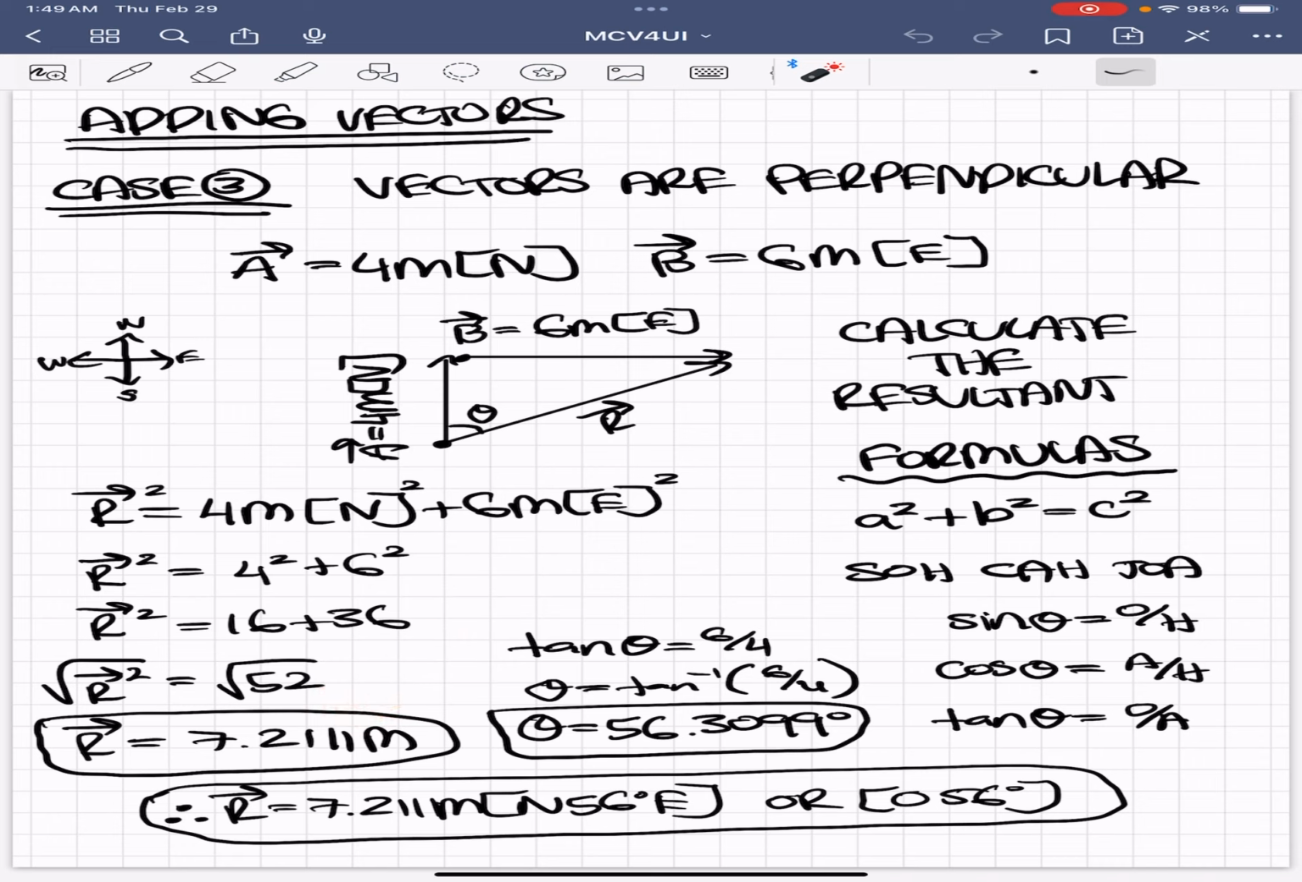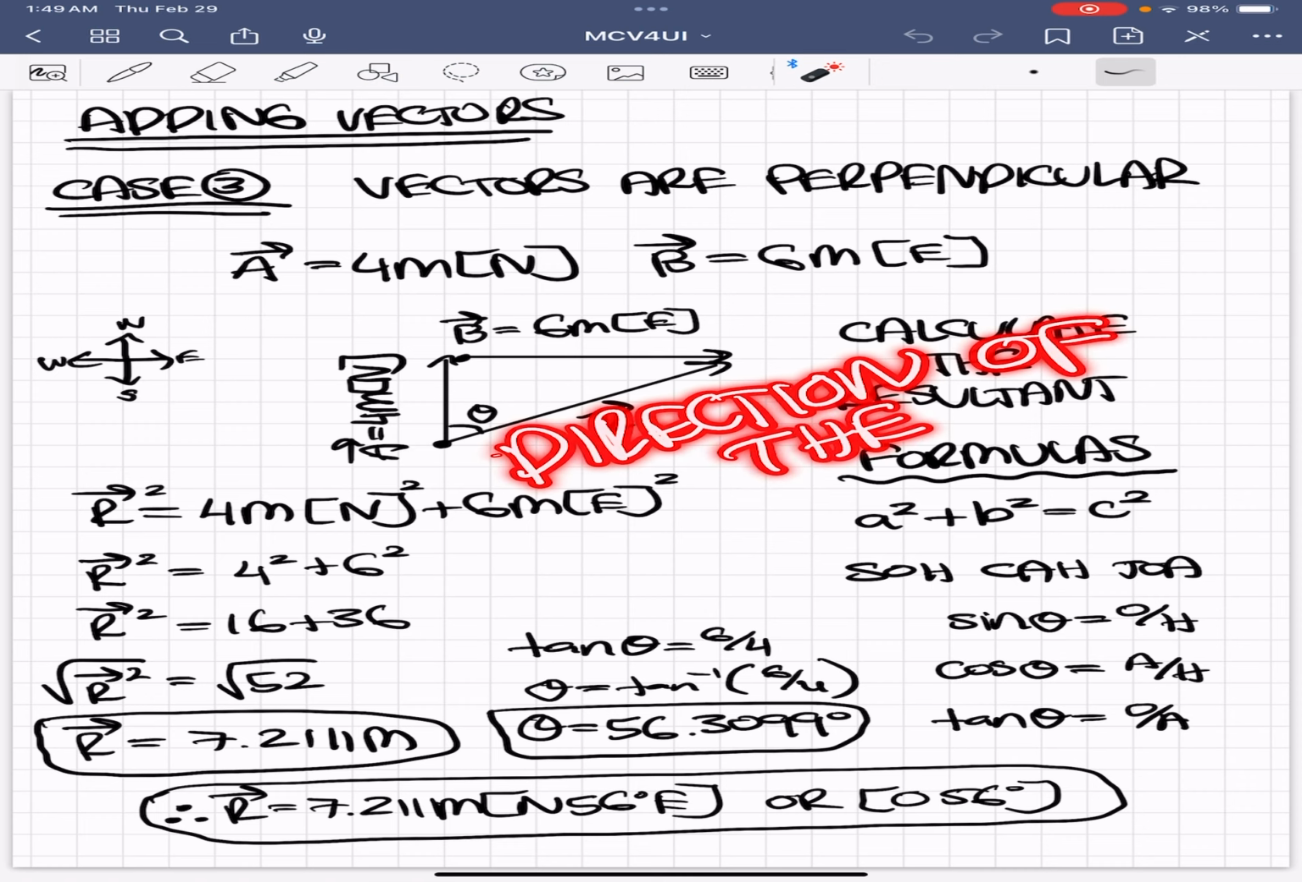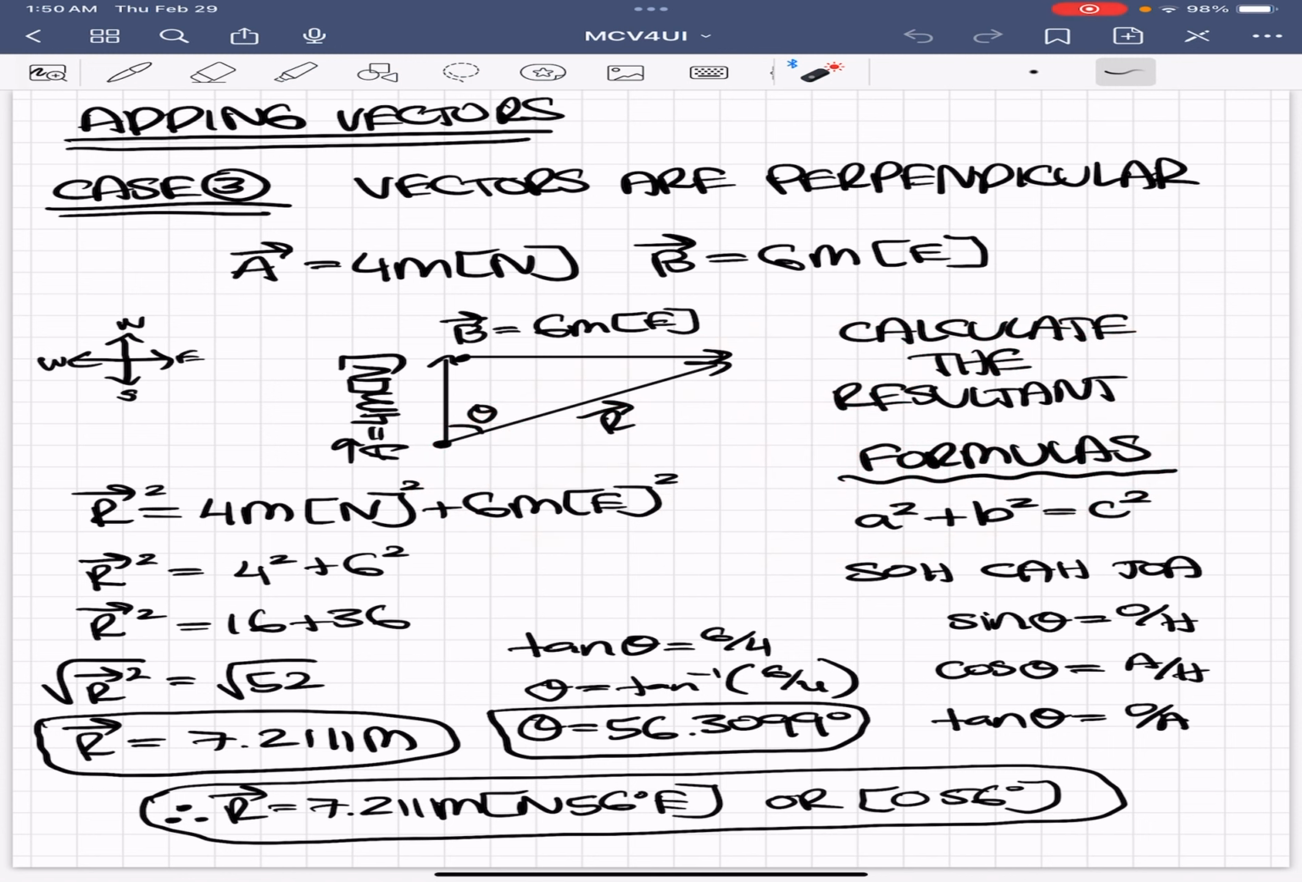And now we need to find the direction of the resultant. Do you remember when I said it was going to be in the northeast area? Direction of the resultant. In order to do that, we use SOHCAHTOA. So just to review, sine equals opposite over hypotenuse, cos equals adjacent over hypotenuse, and then tan equals opposite over adjacent.